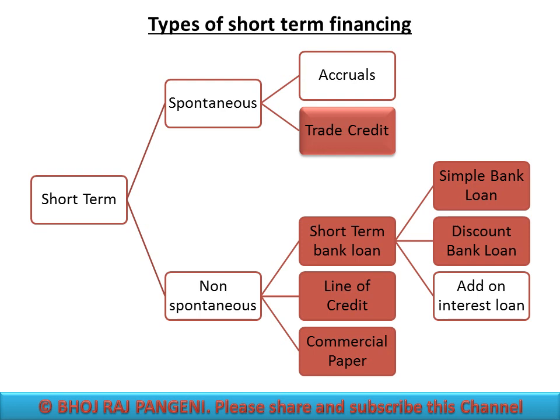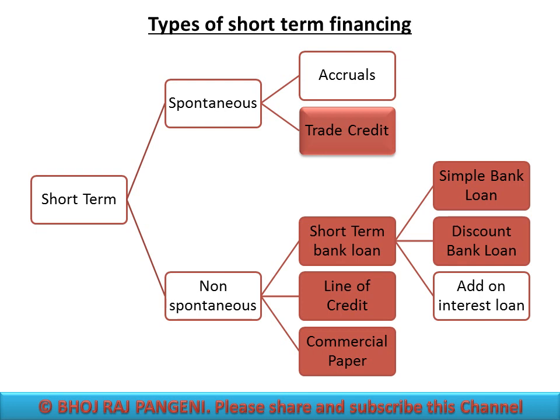Short-term financing has two sources, that is spontaneous source and non-spontaneous source. The sources of short-term financing or types of short-term financing are the same. Spontaneous means automatically created while doing the normal business, and non-spontaneous means negotiated, that is, we have to negotiate. Under spontaneous, the accruals and trade credit are dealt with, and under non-spontaneous, the short-term bank loan, line of credit and commercial paper are dealt with.